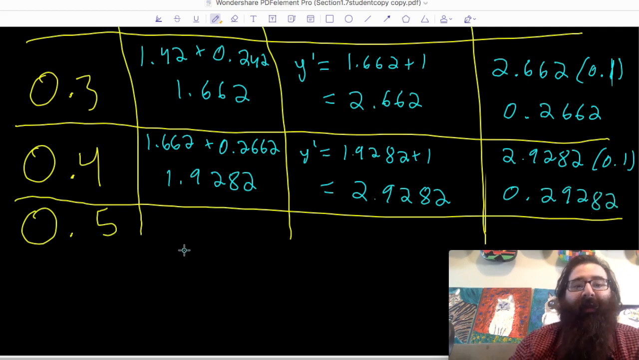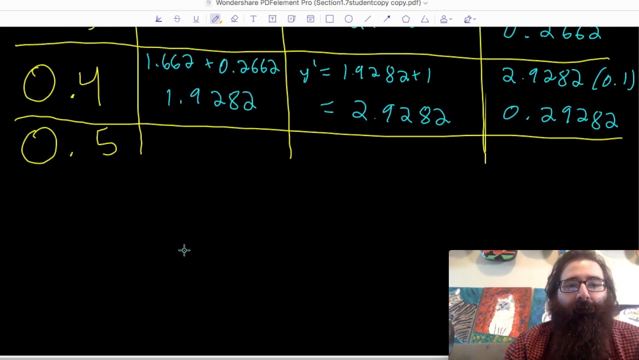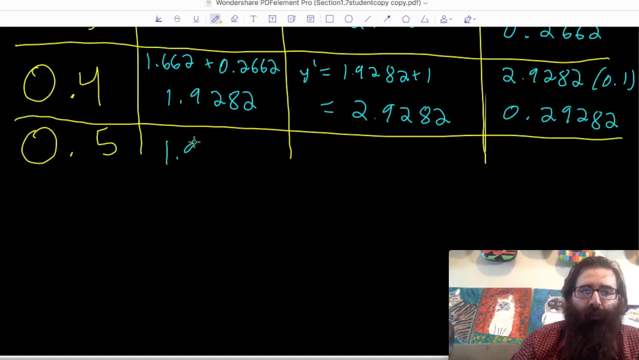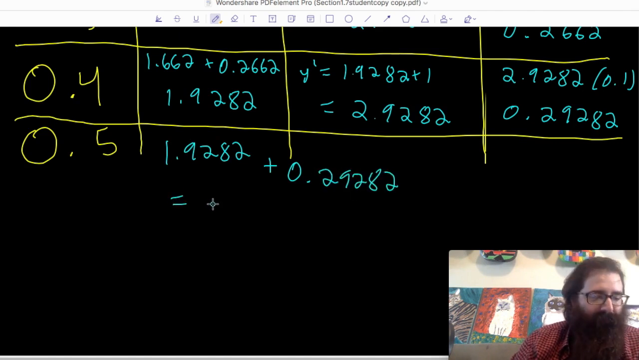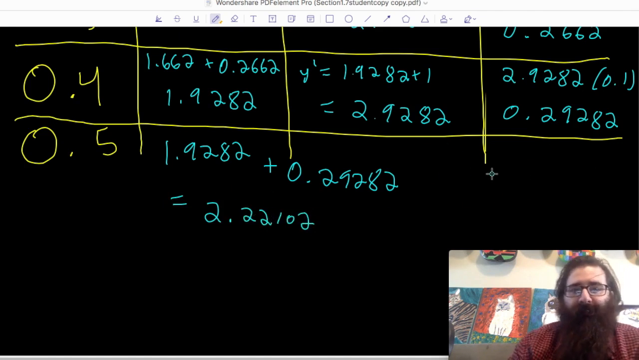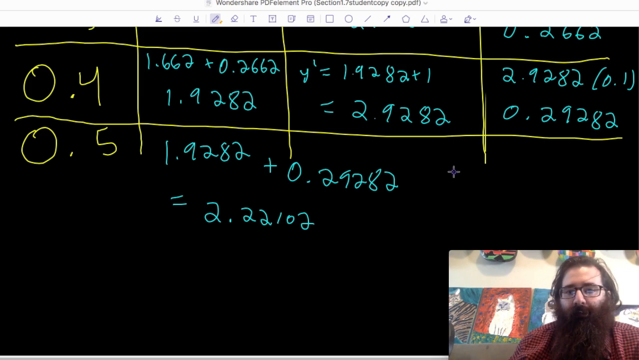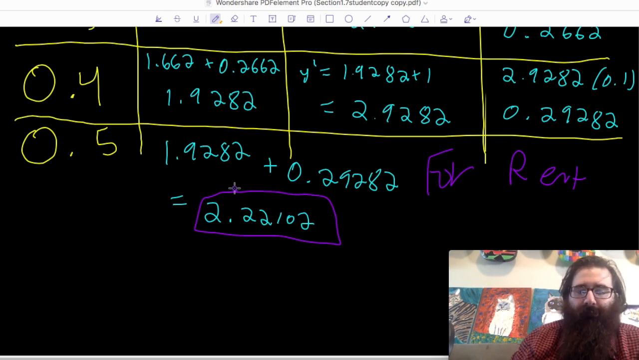0.29282. And now, to find this final y value, I add this last value at the end of this almost last row, and I add it to the y value at the beginning of that row. So 1.9282, I want to add to this the 0.29282, and then this is going to give me 2.22102. Remember, we don't intend on filling out these extra cells, so it's okay if I sort of ran into them at the very end here. These we'd say are for rent. I don't need them. And that here is my answer.